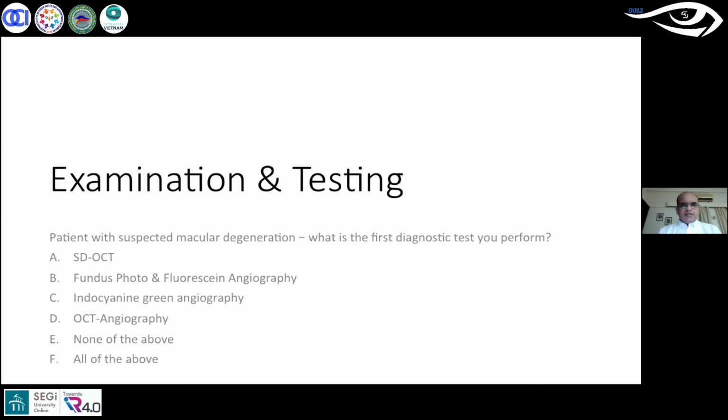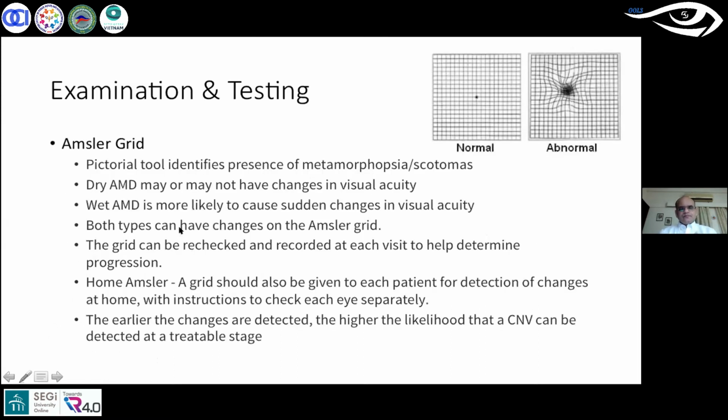Now, in terms of examination and testing, the Amsler's grid, as an optometrist, as someone who's checking vision either in a clinical setup or in primary practice, remains one of the major tools that we should be employing because it's cost effective. It's a pictorial tool that identifies the presence of metamorphopsia or scotomas. It may not really show a lot of changes in dry AMD, but wet AMD is more likely to cause a sudden change in vision.